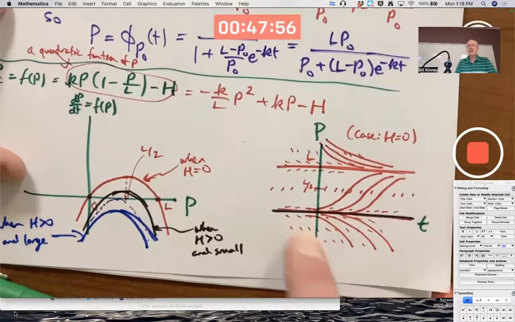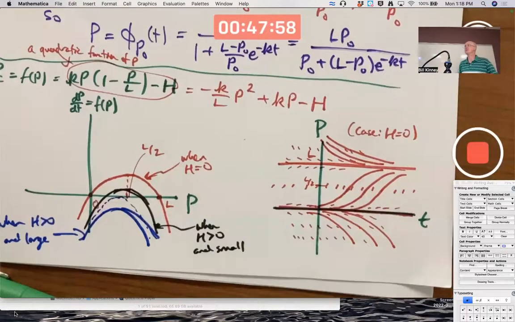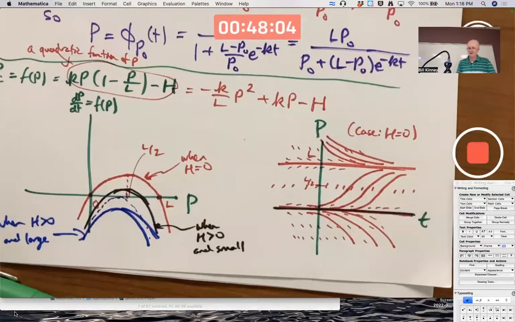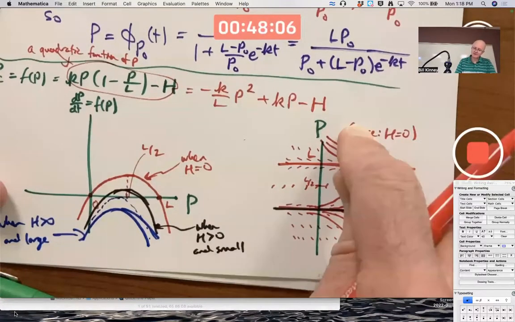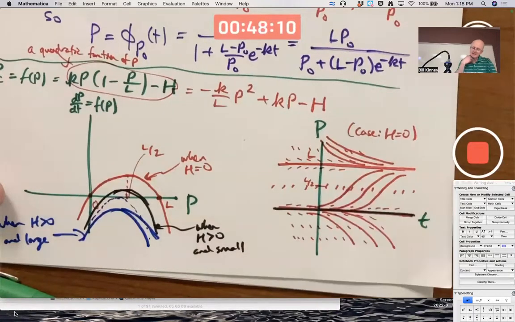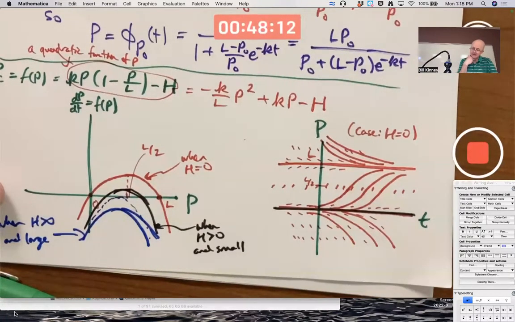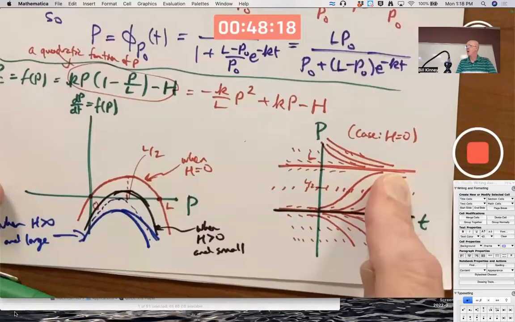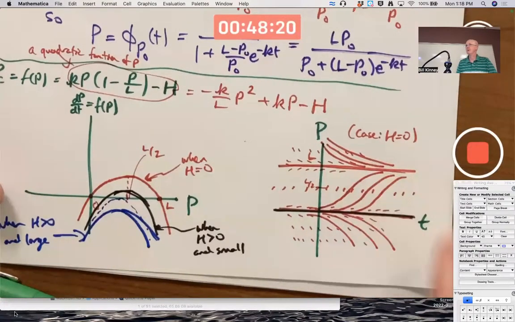The ones that are down here where P is negative have no relevance for fish. But mathematically, they're still solutions. The ones that are up here do have relevance for fish. If the population is higher than the carrying capacity because somebody did stock the lake too full, then they're going to die off faster than they're born. The overall population is going to go down.